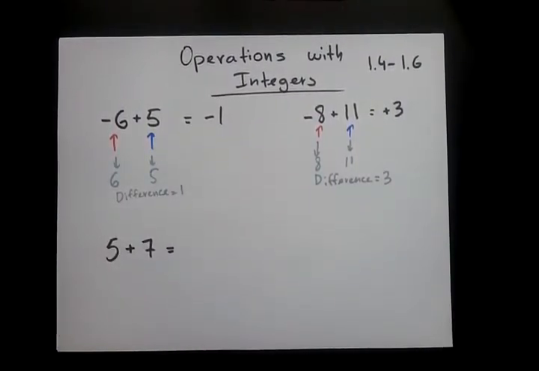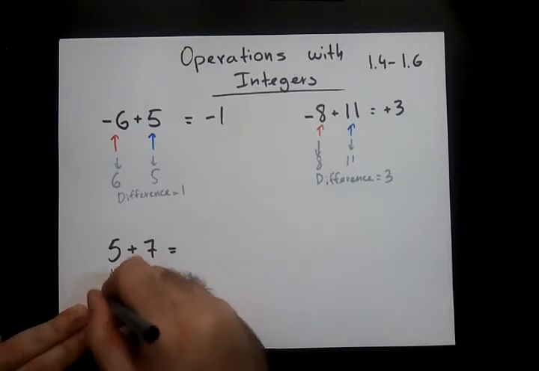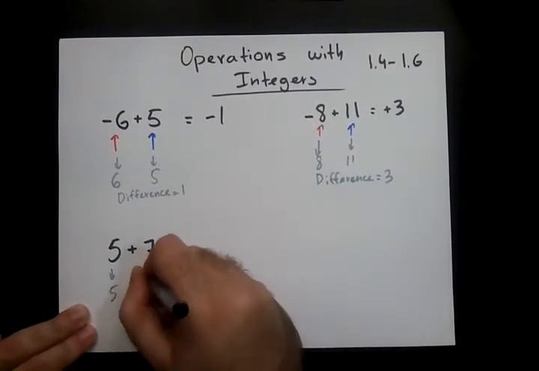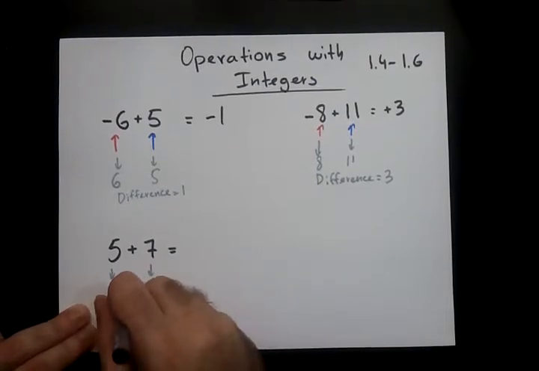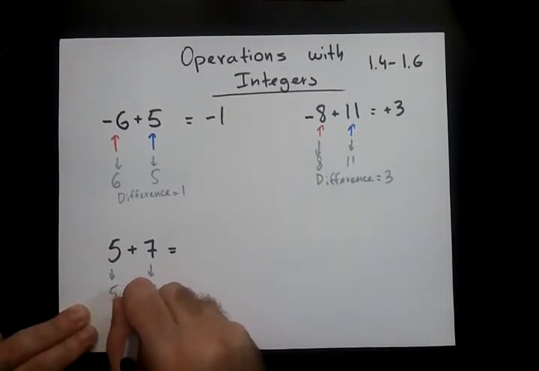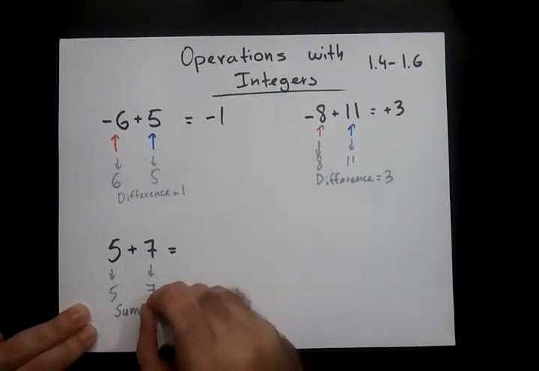Whenever you have two integers with the same signs, first you find their absolute values again. In this case, the absolute value of 5 is 5, the absolute value of 7 is 7, and you add the absolute values. The sum in this case of 5 and 7 is 12.